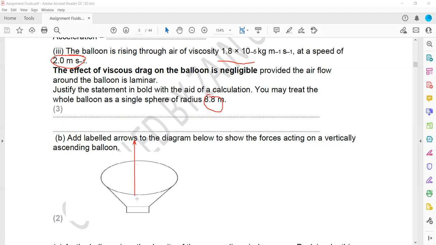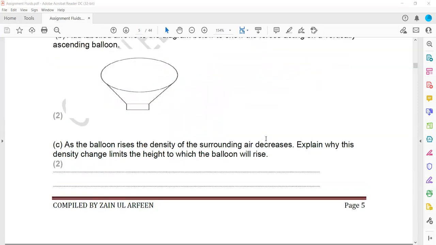So upthrust will be greater than the weight. And as the balloon rises, the surrounding air density decreases. What limits the height? Because upthrust is equal to density of fluid times volume of object times gravity, if the density of the fluid decreases, the upthrust will also decrease.